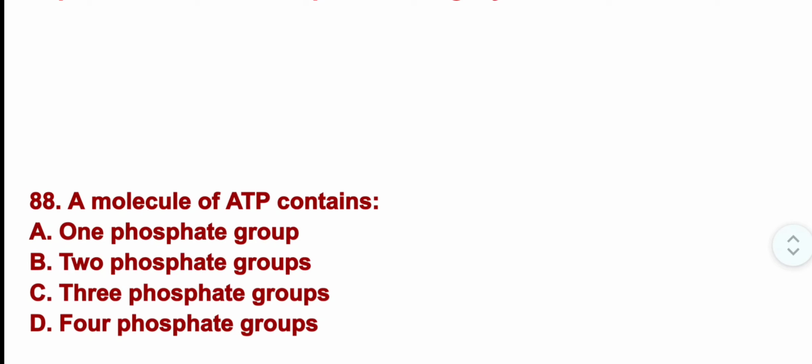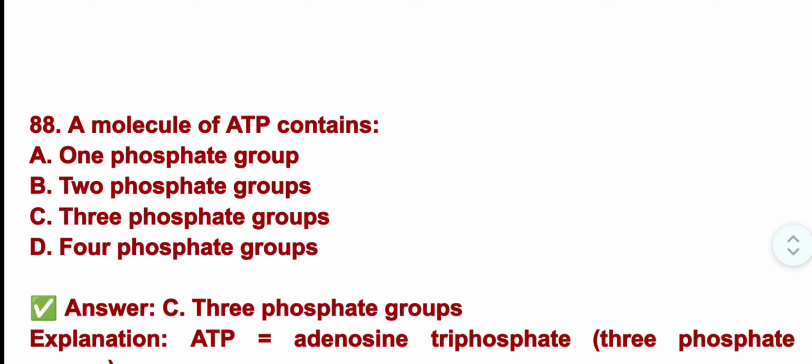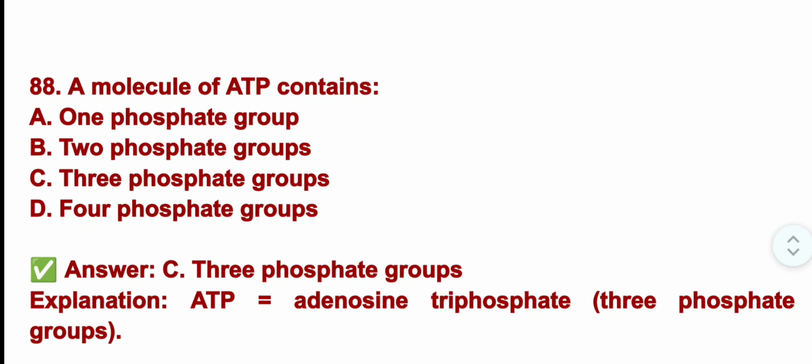Question number 88. A molecule of ATP contains? The correct option is option C, 3-phosphate group. The full form of ATP is adenosine triphosphate, meaning triphosphate, 3-phosphate group.